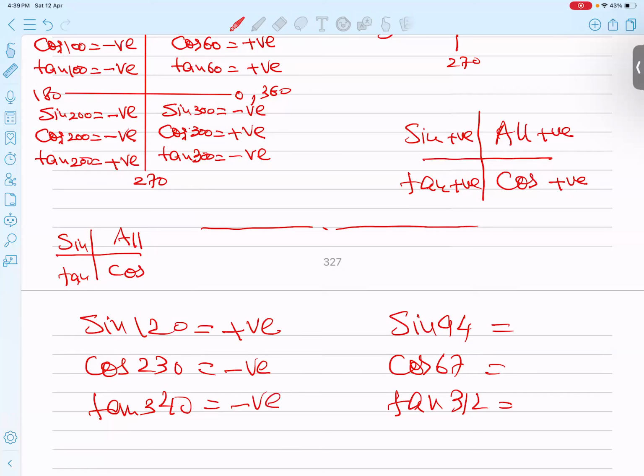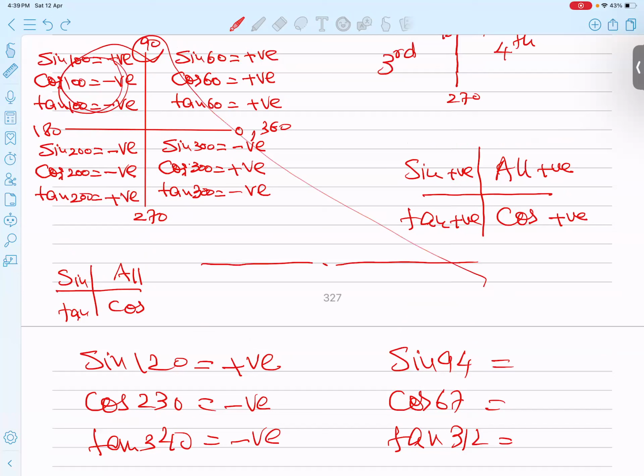So now sine 94. 94 is coming in the second quadrant. Why the second quadrant? After 90, 94 comes in the second quadrant. And in the second quadrant, only sine is positive, as you know. He asked about sine, so this is positive. Now, cos 67 is smaller than 90 degrees. It means the first quadrant. But luckily, all are positive in the first quadrant, so I will write positive.